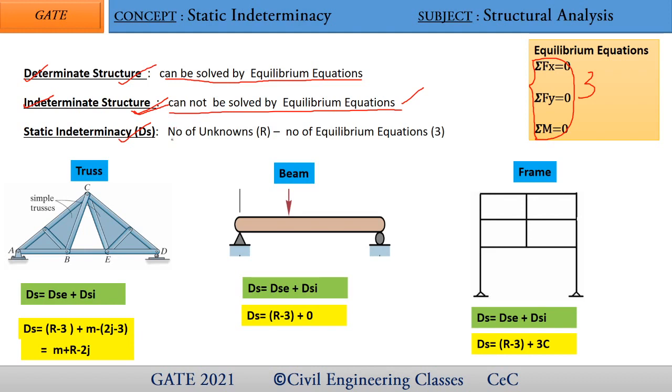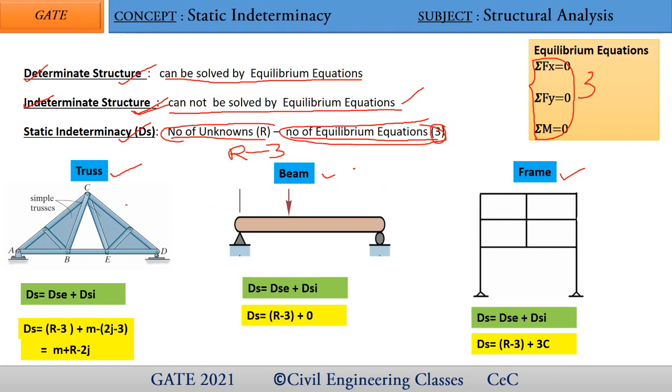So simple, if you know the number of unknowns, nothing but reactions, minus the number of equilibrium equations, generally we will take 3, okay, for two dimensional bodies. So you can find the static indeterminacy, which is equal to number of unknowns minus number of equilibrium equations. So simply you can say that this is R minus 3 for a two dimensional body. So we have different types of structures. So you can see here truss and beam and frame.